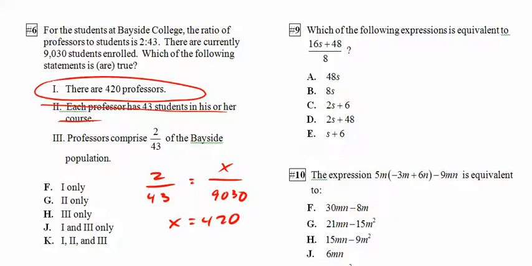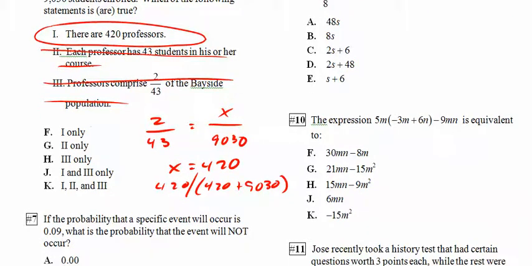All right? That's the ratio of professors to students. So to get the total population, you'd have to say 420 over 420 plus 9,030. And that would not give you this number. So that's a real tricky question. I bet they get a lot of people with that. So we're looking at one only.